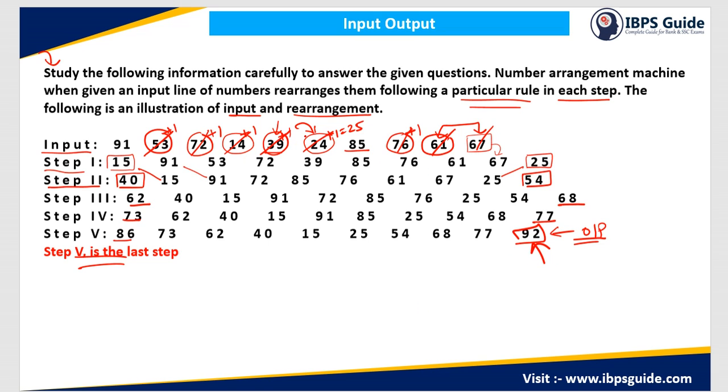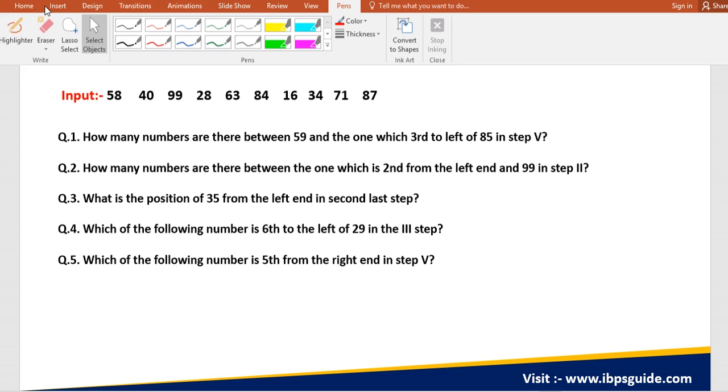Hame kya karna hai? We have to identify the smallest number, add 1 to the result and put it in the left hand side. Second, again, we have to look for the second lowest, add 1 to it and put it in the right hand side. This is the logic which is used, and the numbers are arranged based on that particular logic. So in the next slide, they have given us again our input.